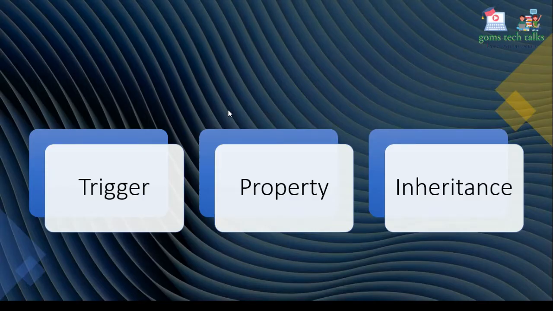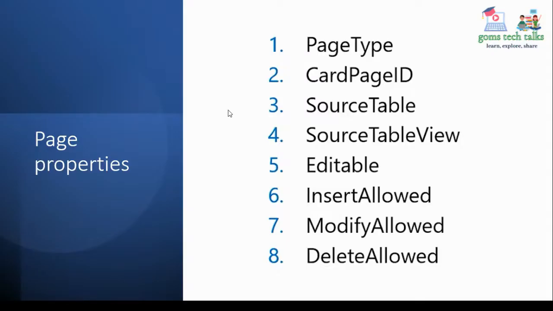Okay, so every page consists of a trigger, property, and inheritance. So what are the types of properties you have in the page? You have to tell what type of page it is, because we have discussed nearly 11 types of pages. If you are trying to make it a card page, then you have to tell what the id of that card page is. If you want to store it in a table, then you have to tell in which table you have to store it.